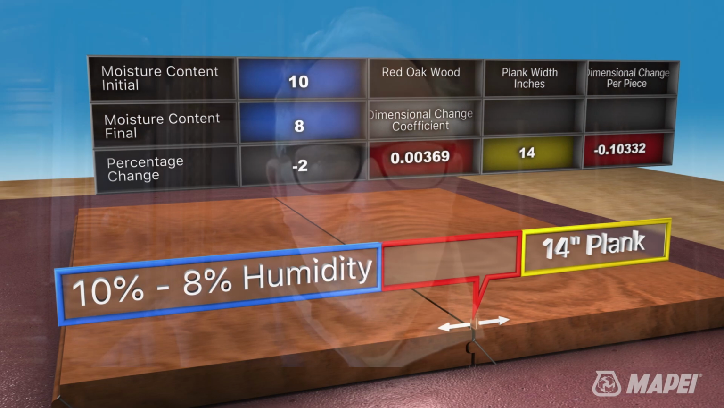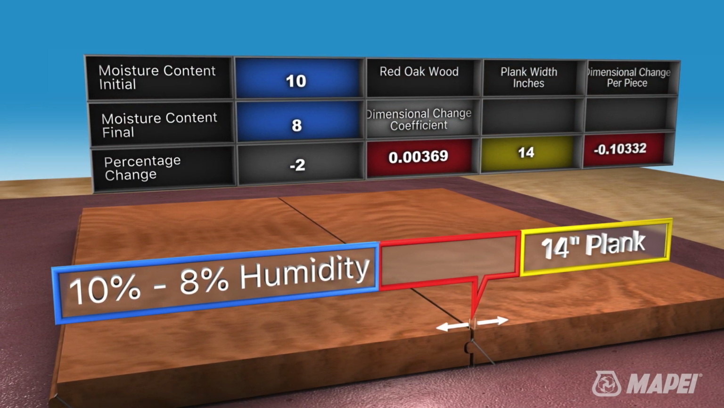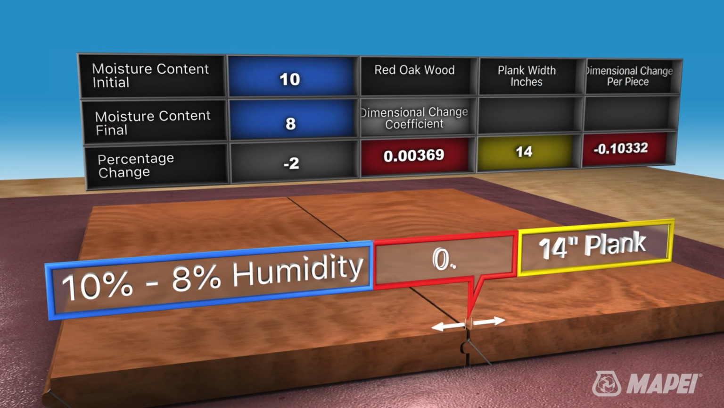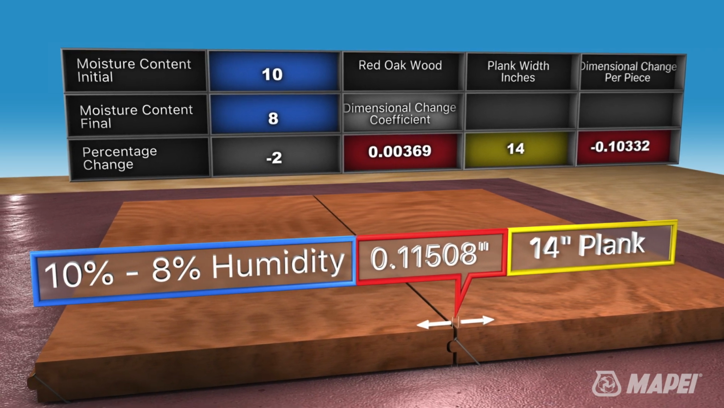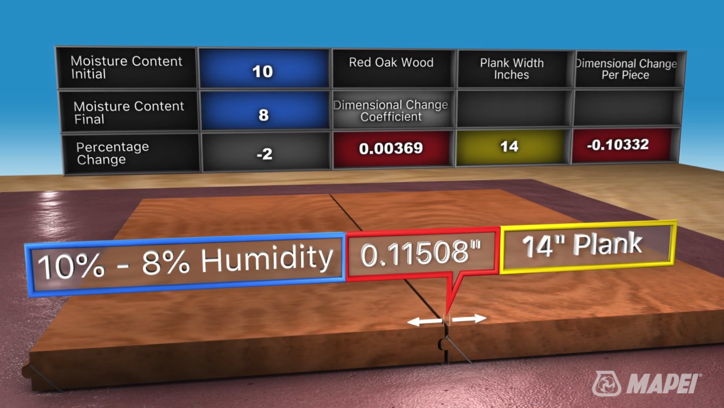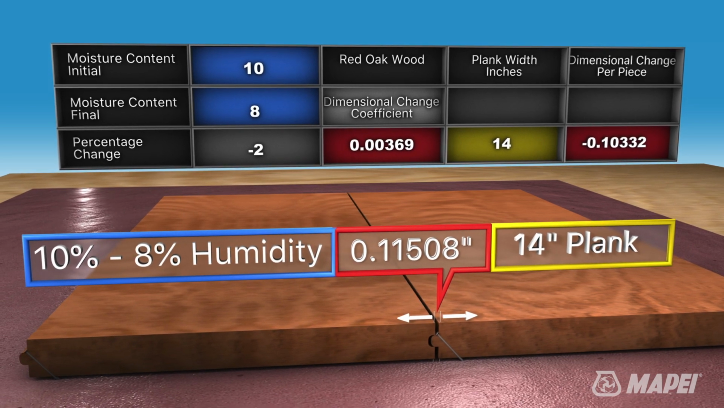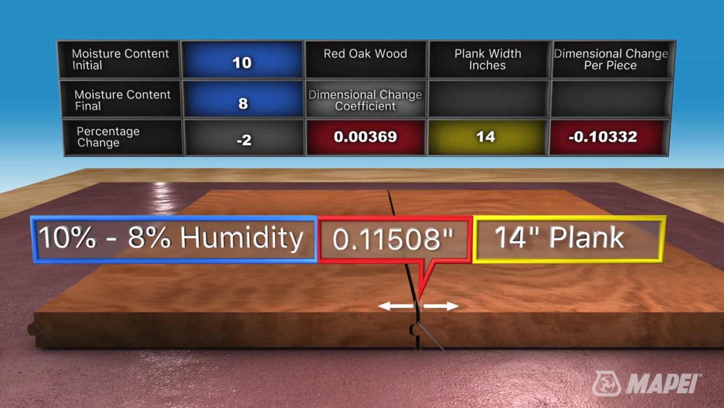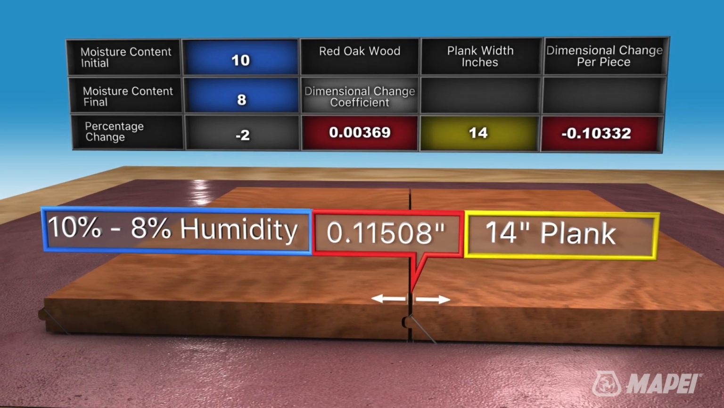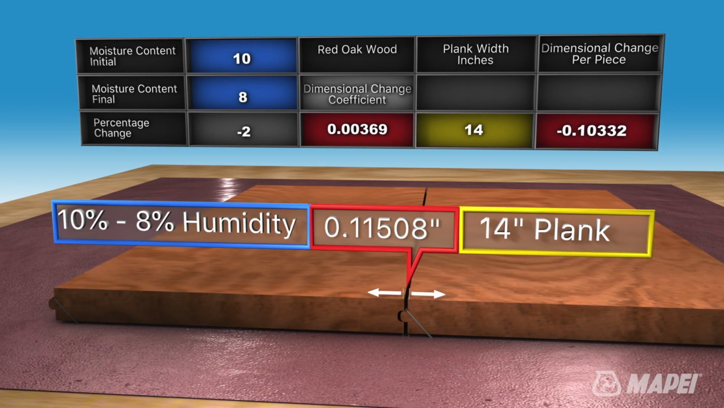But in this next image, let's take a look at a 14-inch wide plank of red oak going through the same humidity change from 10% to 8%. You'll see that the gap is almost 1/8 of an inch. So the thing you need to be concerned about in wide plank installations is, first of all, controlling the humidity of the environment. And if you cannot control it, then you may have to deal with the gapping issues that are involved in that kind of situation.